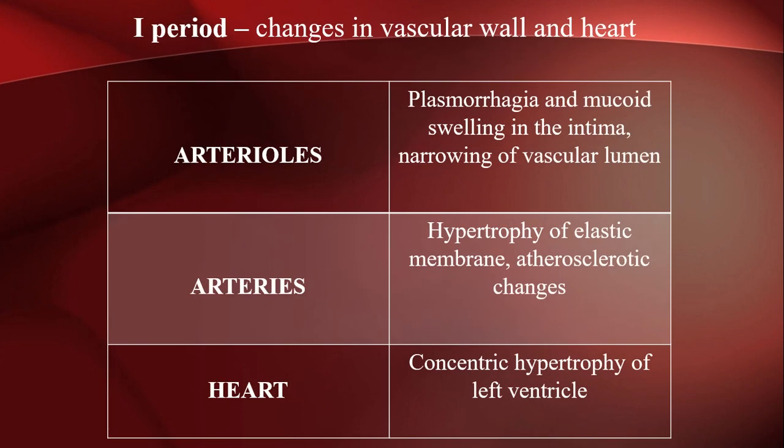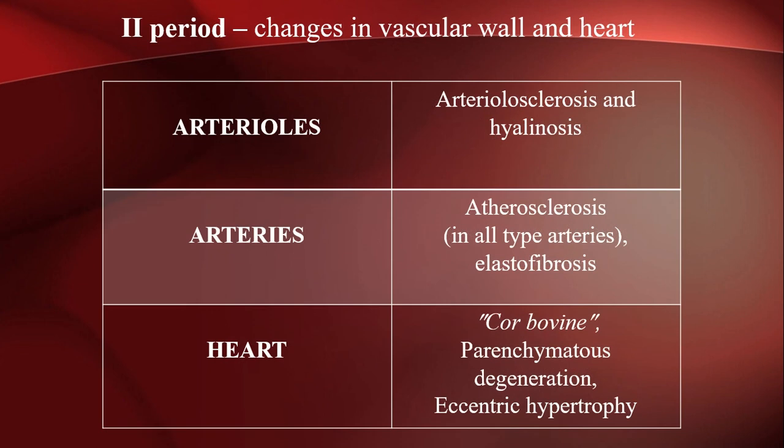In the first period, change in the vascular wall and heart. In the arterioles, we find plasmorrhagia and mucoid swelling in the intima, and narrowing of the vascular lumen. In the arteries, hypertrophy of the elastic membrane and atherosclerotic change, but in the wall of the heart, concentric hypertrophy of the left ventricle. In the second period, the wall of the arterioles is affected by arteriosclerosis and hyalinosis.